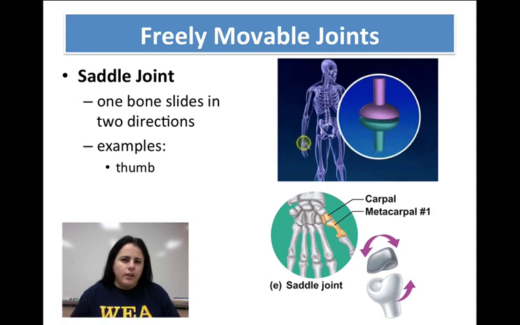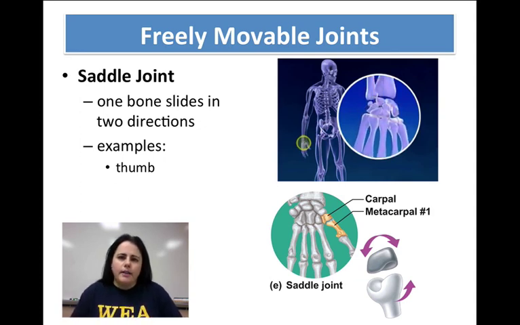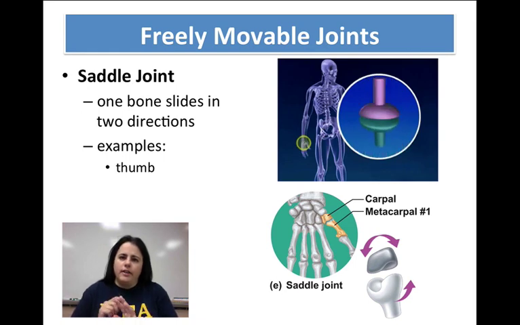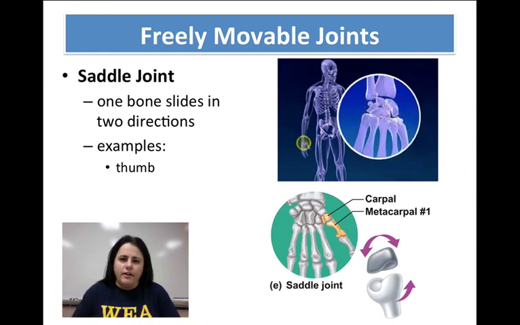There's a few other freely movable joints too, and those are mainly in your hands and your feet with your wrist bones, your carpals, and your metacarpals and phalanges, and then your tarsals, your metatarsals, and your phalanges of your feet, and they're called gliding or planar and also condylar ones, but we will not be responsible for knowing those in this class.